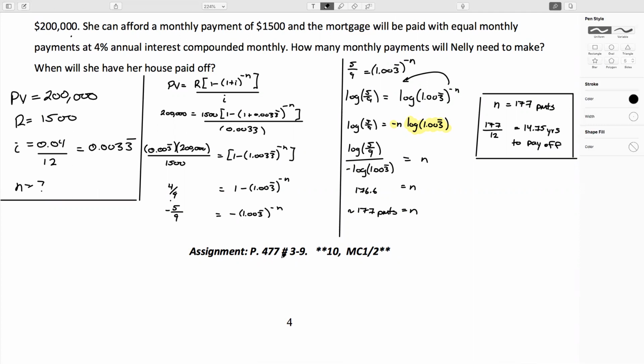Okay, so try page 477, 3 to 9. 10 and the multiple choice are going to be extras. They're not required questions, but they're suggested problems.